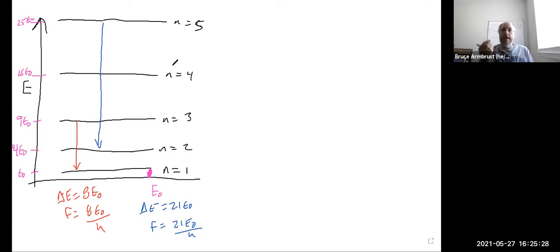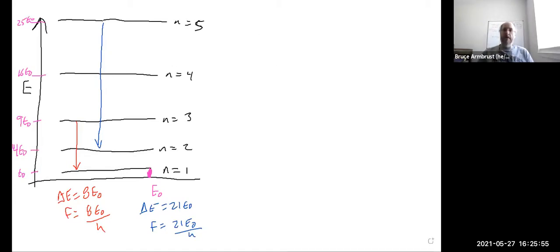And it doesn't have to be a drop of just one, like it can be from n equal 5 to n equal 4, but you can go from n equal 5 all the way down to n equal 1 all at once, releasing a much more energetic photon, which then is a photon with greater frequency or smaller wavelength. Okay, so that's what's going on here.